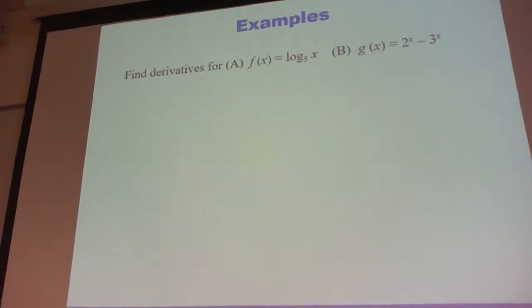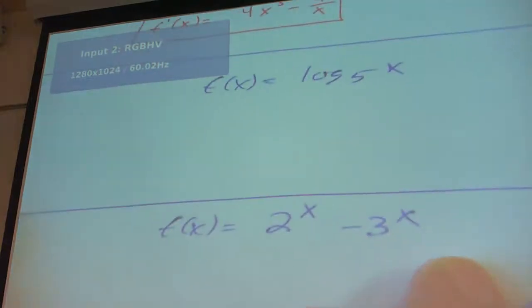So, now we're able to do some examples. Keep those 4 on the side, and I'm going to give you 2 examples to try. Take the derivative of log base 5 of x, which should be very easy because I gave you that as your example. And then 2 raised to the x minus 3 raised to the x. So give these 2 a try.